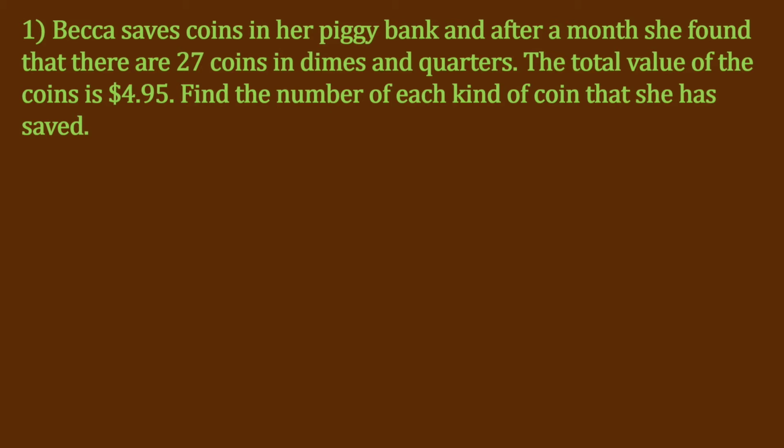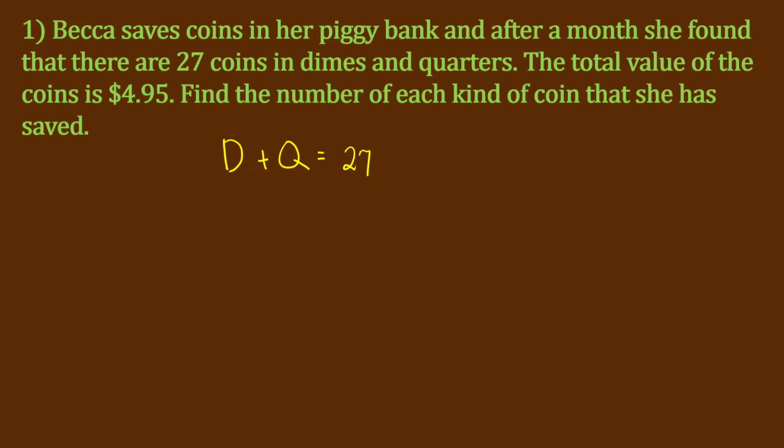Becca saves coins in her piggy bank, and after a month, she found that there are 27 coins in dimes and quarters. The total value of the coins is $4.95. Find the number of each kind of coin that she has saved. So we have here dimes and quarters. Let's assign D and Q for those variables. Now in total, there are 27 coins in the piggy bank.